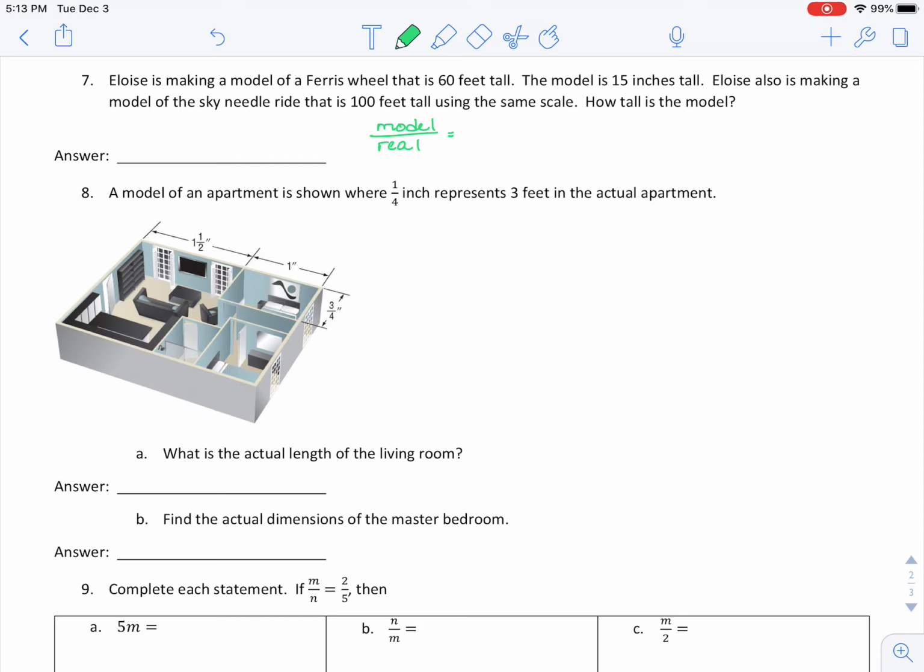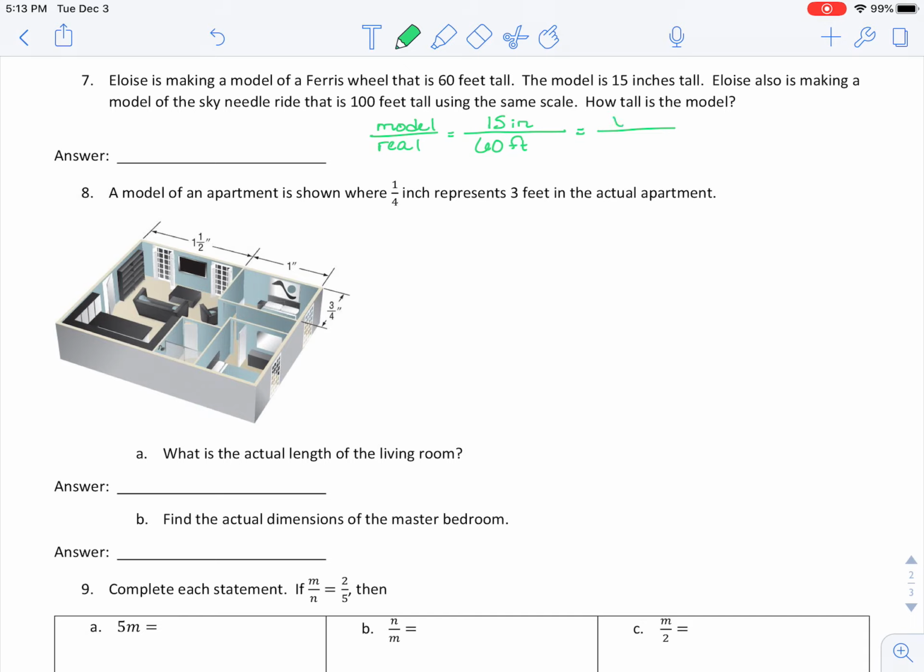Now, I will say you don't have to do that. You could do real life over model, or you could do Ferris wheel over Sky Needle. There's a lot of ways to correctly set up a proportion. This is just the way I'm going to choose to do it. So for the Ferris wheel, I know the model is 15 inches. And I know the real life one is 60 feet. Not reduced, but I'm not done with the problem, so that's okay. I'm going to write another fraction that is still model over real. Since it's using the same scale, it will still be equal.